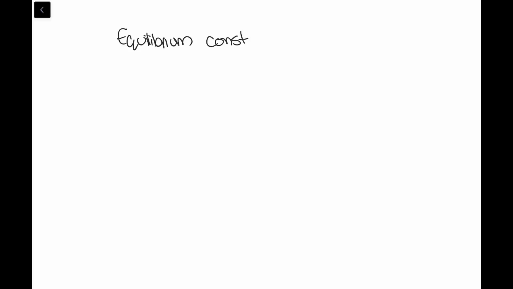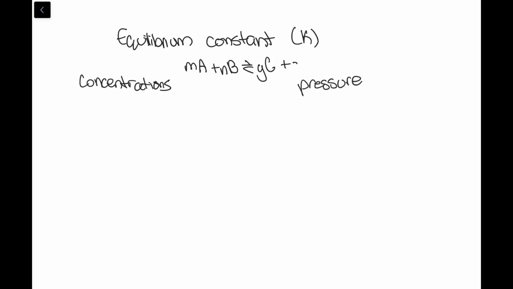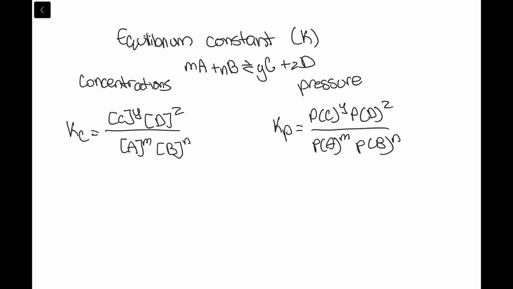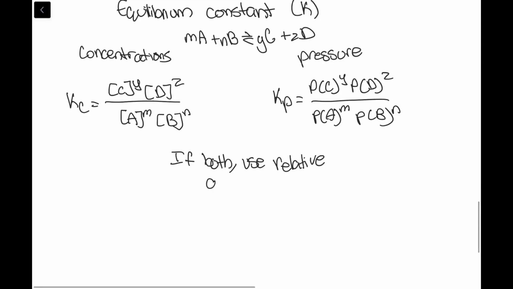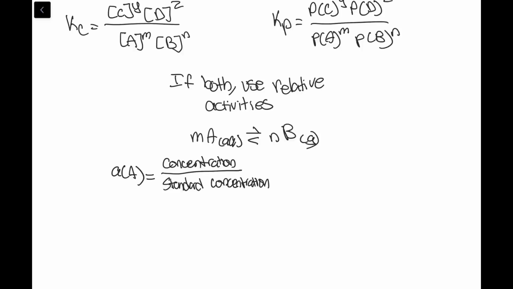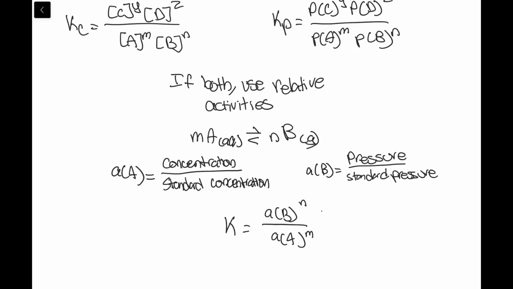Now, to calculate the equilibrium constant, one can use concentration or pressure. If we're measuring using concentration, the following equation can be used, in which Kc will be described in terms of molar concentrations of the starting materials and products. While with pressure, we can describe Kp in terms of partial pressures of starting materials and products. In the case that the mixture contains both gases and solutions, one should use relative activities. This unitless measure can be accomplished by dividing the concentration or pressure by the standard concentration or standard pressure, leaving you with a unitless relative activity.